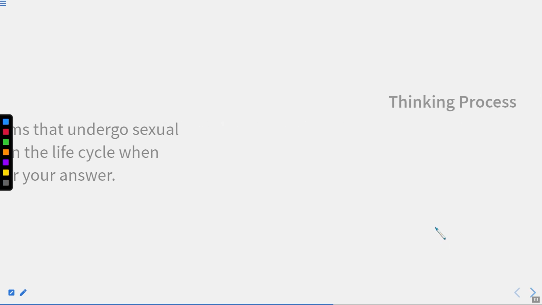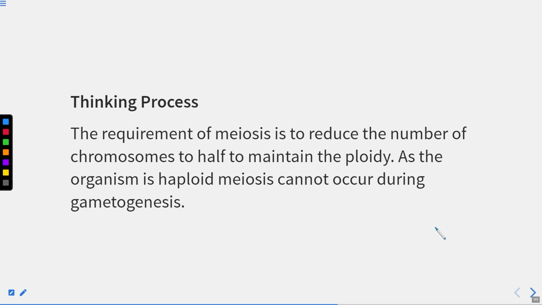Now you have to give reasons, you have to justify this. So here I've given you a thinking process that will help you answer this question. The requirement of meiosis is to reduce the number of chromosomes to half, and thus it helps in maintaining the ploidy level. First, there are two gametes, the male and the female gamete.